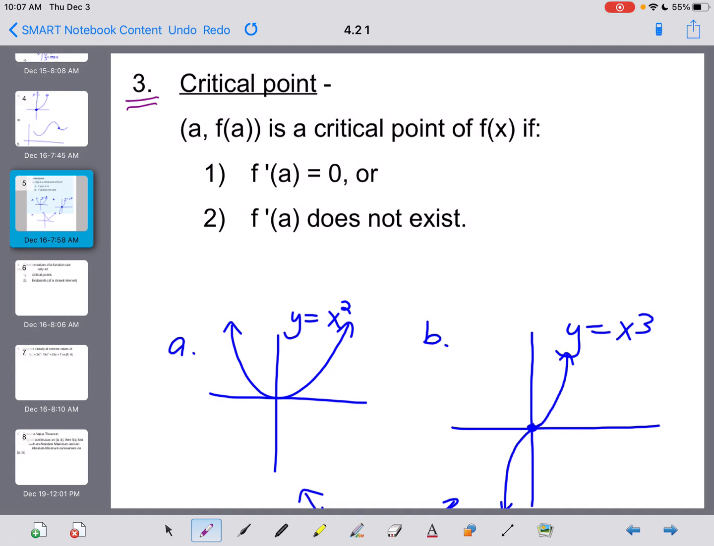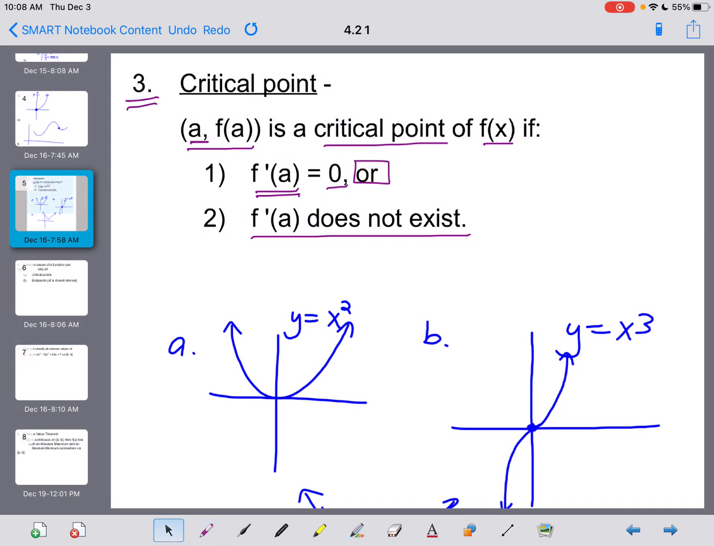So a critical point, everybody, we're going to define in the following way. The ordered pair (a, f(a)) is a critical point of your function f(x) if one of the two following things happens. If f'(a), the derivative of your function evaluated at this value, is equal to 0, or, and "or" is important now, either one of these can do it, if the derivative at that point does not exist. If either of those two things happens, then we have a critical point at that particular point in question.